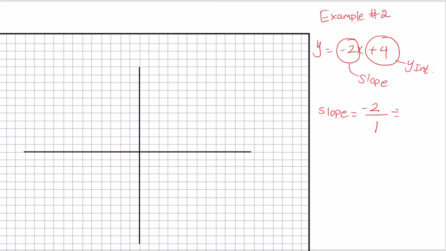So now since we have that, if 2 is negative, that means we're going to go 2 down and 1 right. Slope is always rise over run, so I'll just write it here. Slope is equal to rise over run. When it's negative, you can just use the opposite of these two. Now my y-intercept is 4. I'll write it one more time here: y-intercept is 4. It's positive.